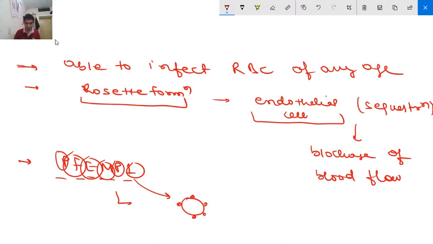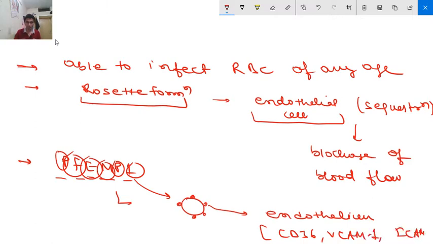Getting? And this knob which is formed of PFEMP1 will bind to endothelium using your CD36 or VCAM1 or your ICAM1 or E-selectin. It can use any one, and it will bind to the endothelium. Clear? And once it binds to endothelium, it will cause your rosette formation, endothelial sequestration, and the blockage of blood.